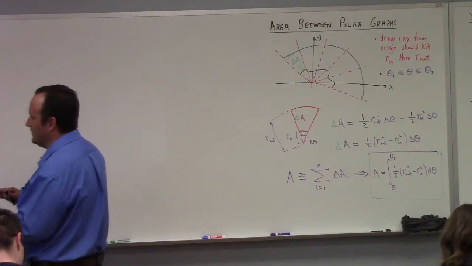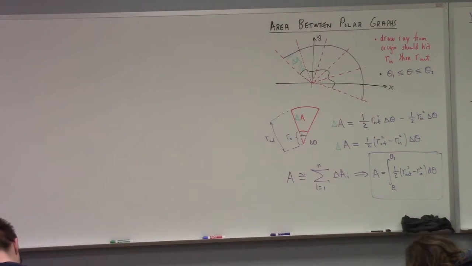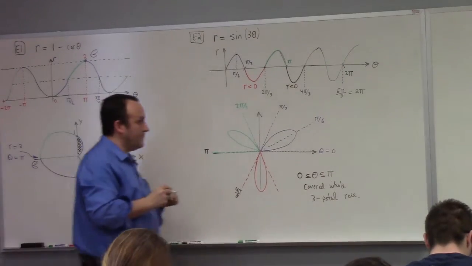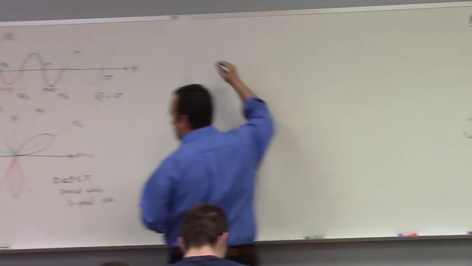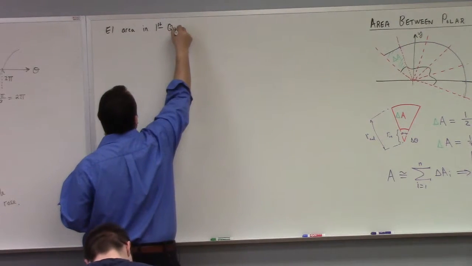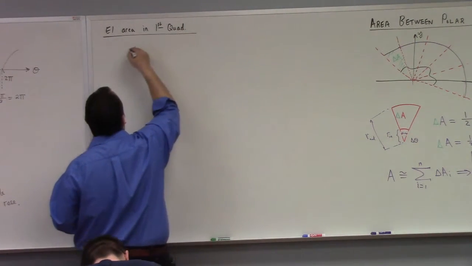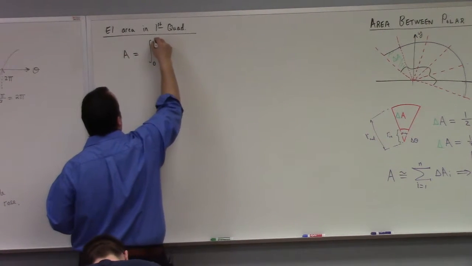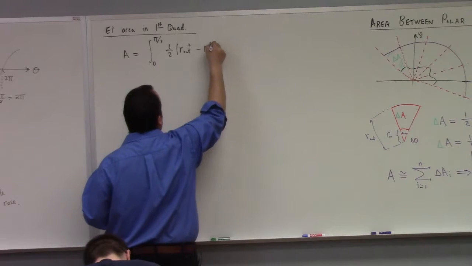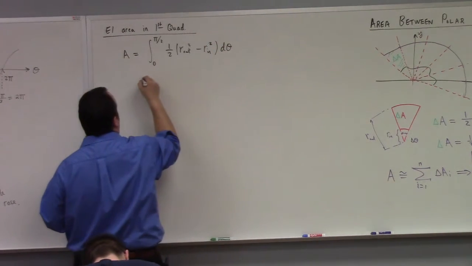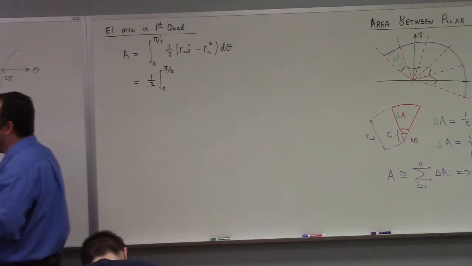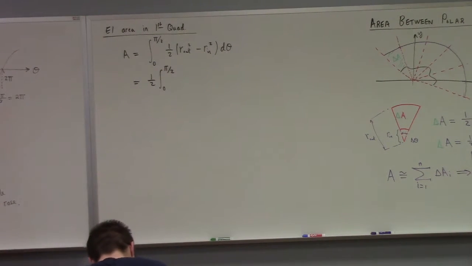But let's focus on the less confusing part to start with. Let's calculate the area of just this little bit. How do we do that? What's the area of that? Area in the first quadrant: area equals the integral from 0 to pi over 2 of 1/2 (r out squared minus r in squared) d theta. How is that going to look for us? What is the inner radius here? I'll blow it up.